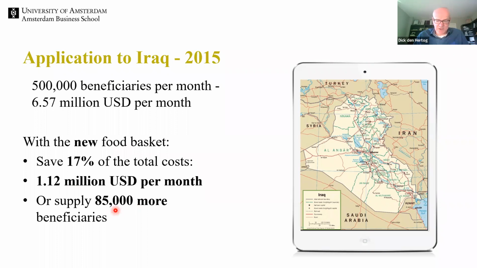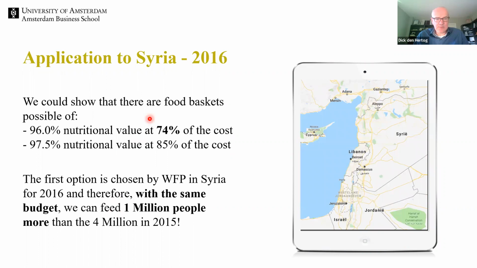We also applied it to Syria after that. And there again, a solution was found and finally accepted that has a cost saving of 26%, which is equivalent to feeding 1 million more people. So now the World Food Program is using it in practically speaking all their new operations. But these were the first applications for the World Food Program.